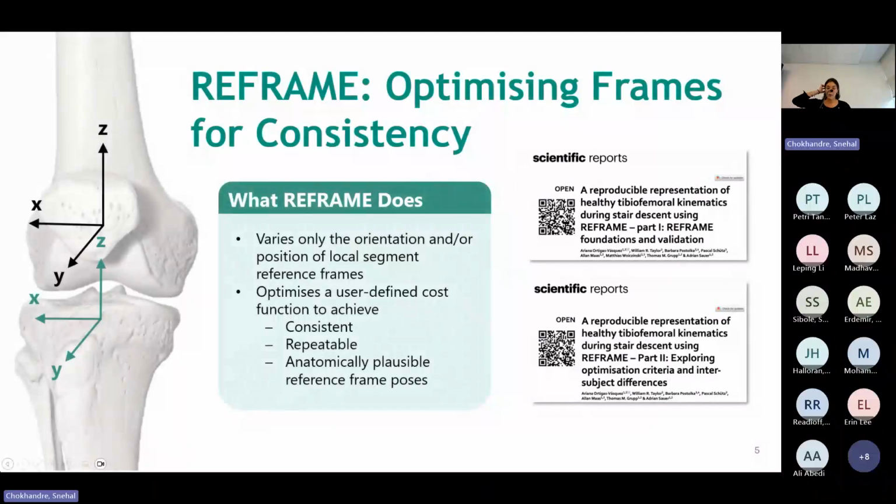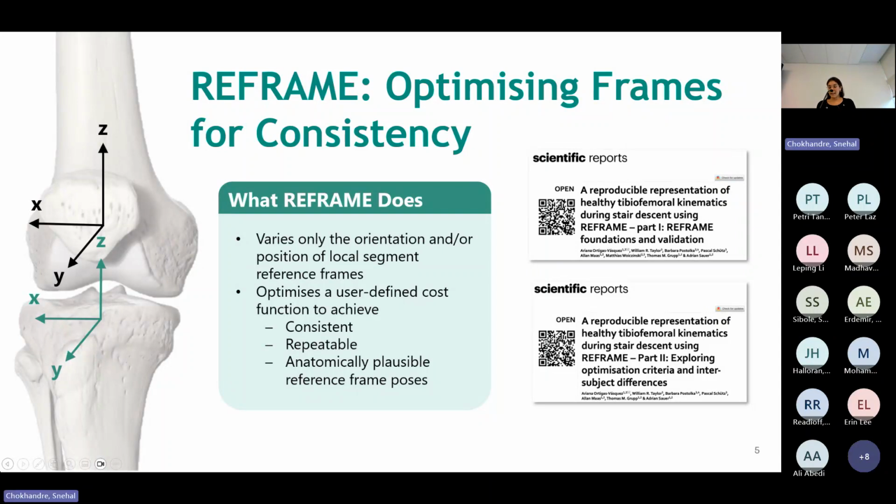So a little bit more about Reframe. Reframe is short for Reference Frame Alignment Method. And of course, I invite you to read the full publications, but very briefly, Reframe is a post-processing method that achieves harmonization of coordinate systems through optimization. So a user-selected cost function is minimized by varying only the local segment frame poses. So the orientations and/or positions of the coordinate systems that you see here on the left relative to the underlying bones that they represent.